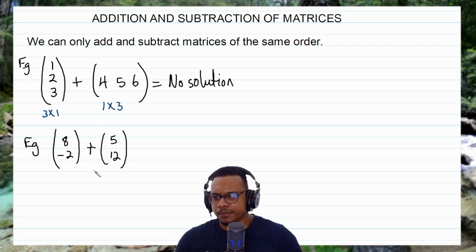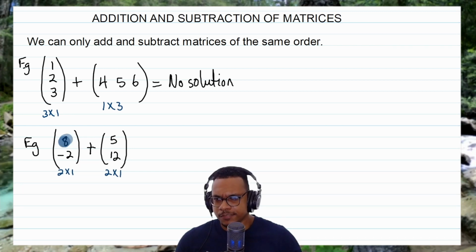So now in this example, we have 2 rows, 1 column. So this is a 2 by 1 matrix. And here we have the same thing, 2 rows and 1 column. So this is a 2 by 1 matrix. So the orders of these two matrices are the same. Therefore, we can add these two matrices together.